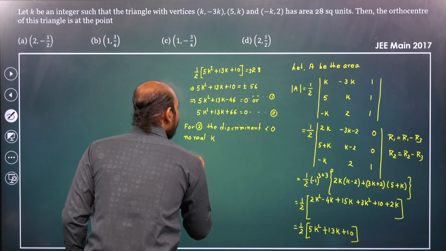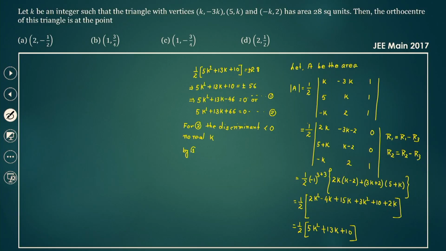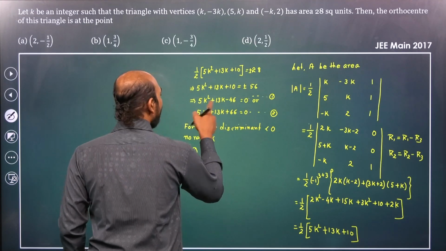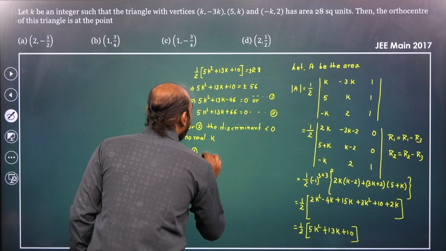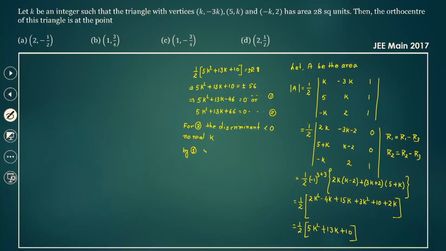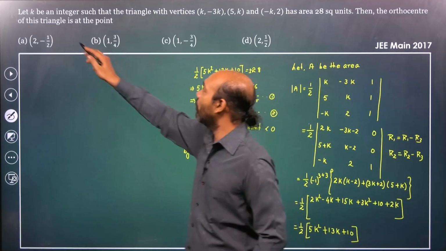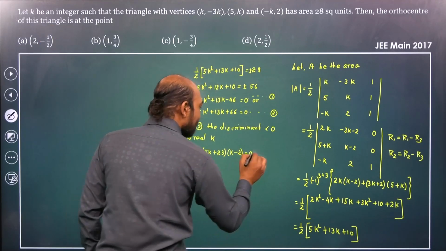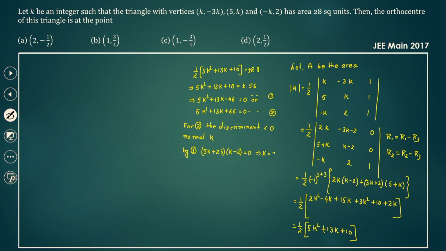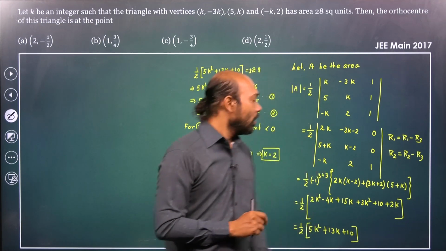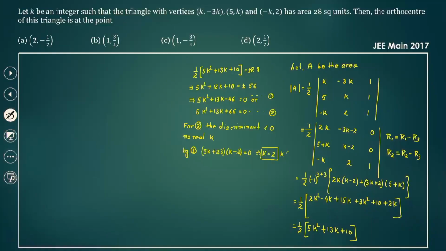By equation 1, we can easily factorize this. If I factorize 5 into 46, we'll get 23 and that. So by 1 we can factorize as 5k plus 23 multiplied by k minus 2 is equal to 0. That's why we get the value of k now. Here it is given already that k is an integer. So the required value of k is only 2. We'll ignore minus 23 by 5 because that is not an integer. I also gave you the condition that k belongs to the set of integers Z.